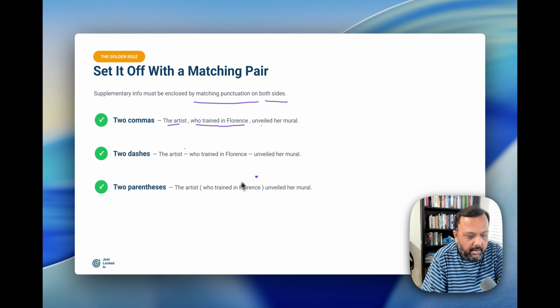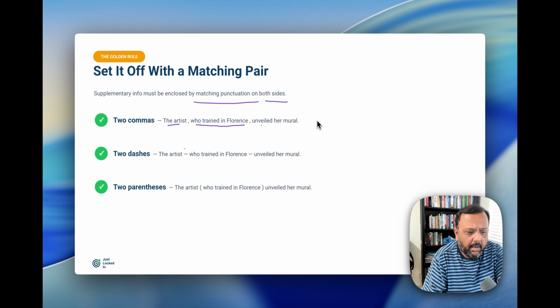Parentheses: the artist (who trained in Florence) unveiled her mural. So these are all legal ways of adding supplementary information in a sentence, okay? So why do we even add this supplementary information? It is because you wanted to provide extra context for whatever that sentence is trying to convey.